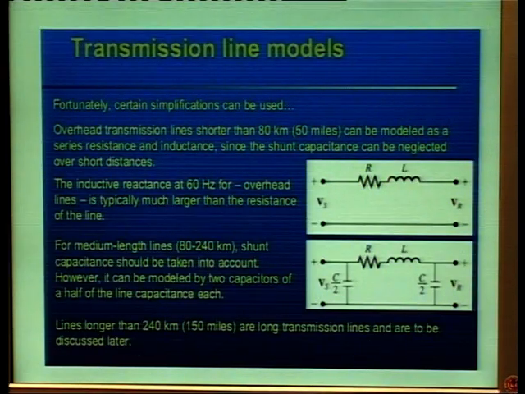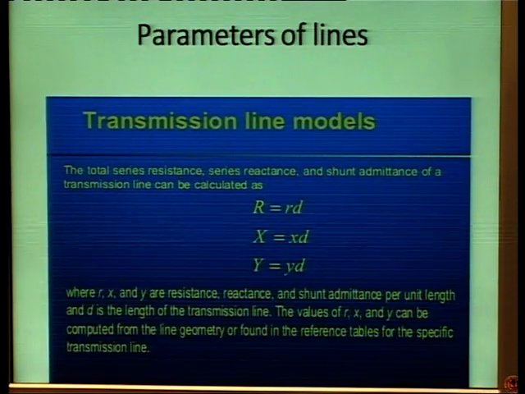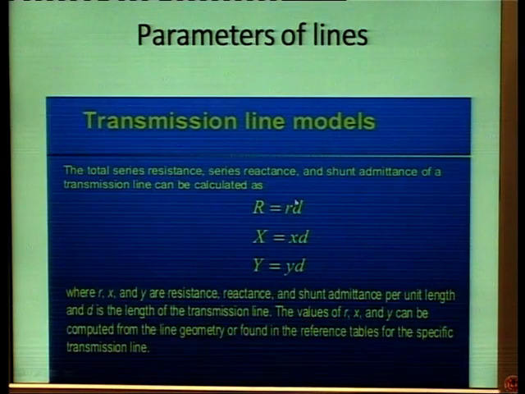Now, the important parameters of a line are the total series resistance, series reactance, and shunt admittance of a transmission line. They can be calculated as R equals small r times d, where small r is the resistance per unit length and d is the length of the transmission line.